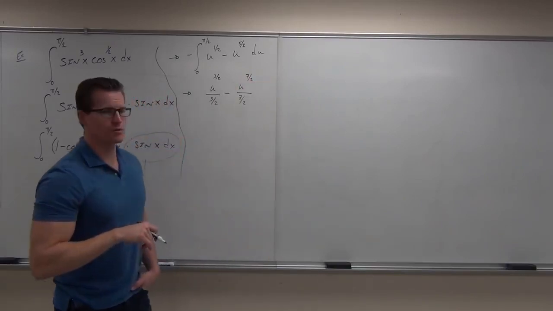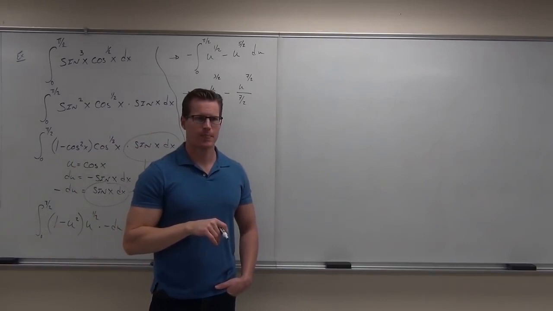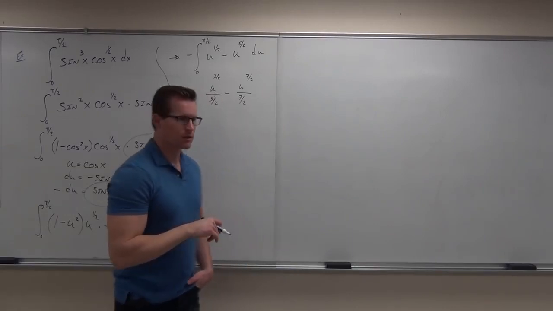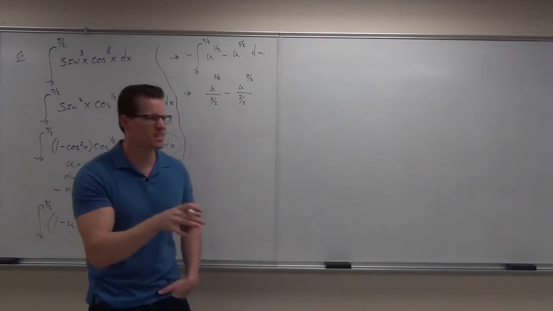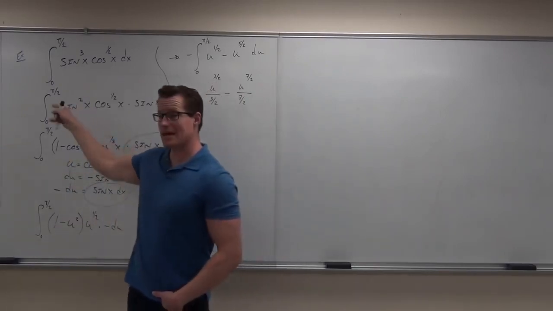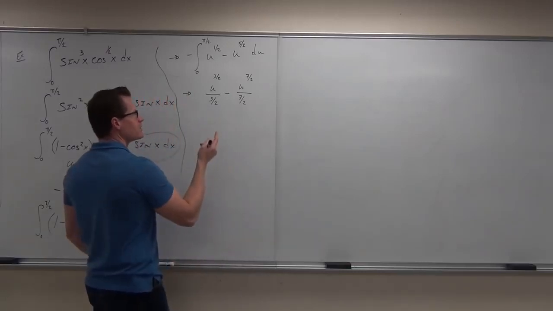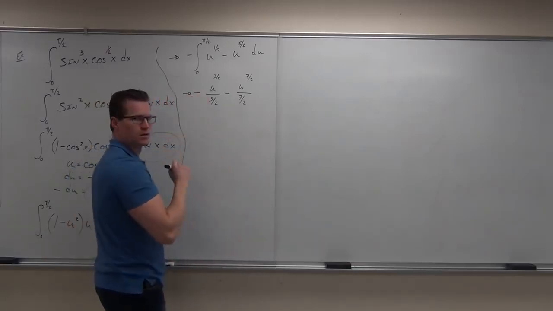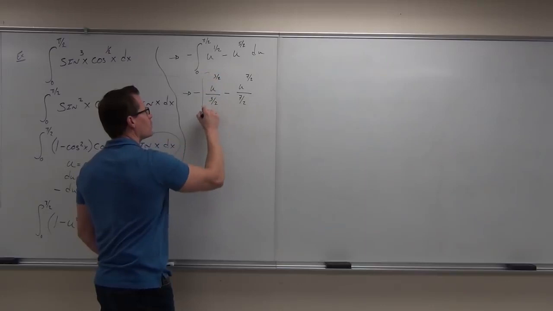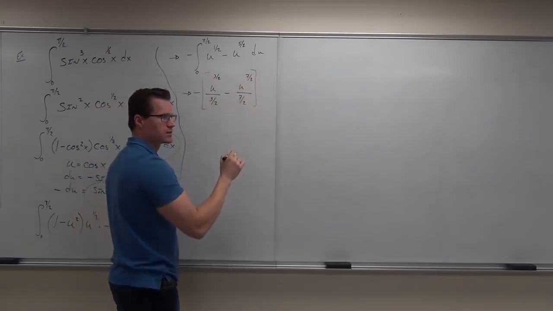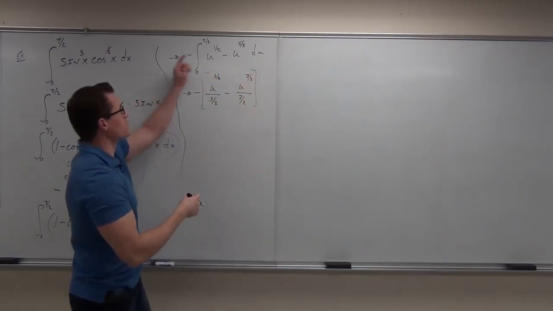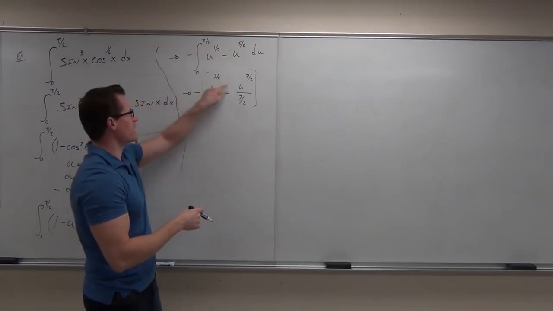Did you get u to the 3/2 over 3/2? Did you get u to the 7/2 over 7/2? What am I missing? Do I need a plus C here? No, because it's a definite integral. Okay, so good. What am I missing? Negative in front of the whole thing. Do you guys have brackets? You should, because we're subtracting this whole integral. So we're subtracting this thing.